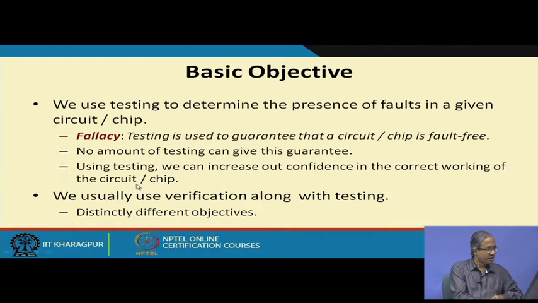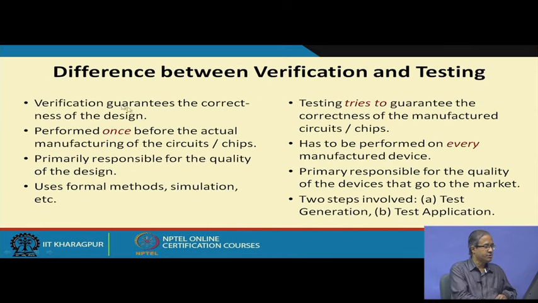So, what are we trying to achieve? We can only increase our confidence in the correct working of the circuit. And there is an auxiliary process which is also involved called verification. We usually use verification along with testing to improve our confidence in the correct working of the circuits and devices. But verification and testing have very different objectives. Let us try to see what these are. So, here we show the differences between the verification flow and the testing flow. Verification basically tries to guarantee the correctness of the design.